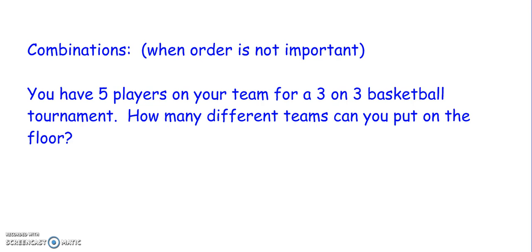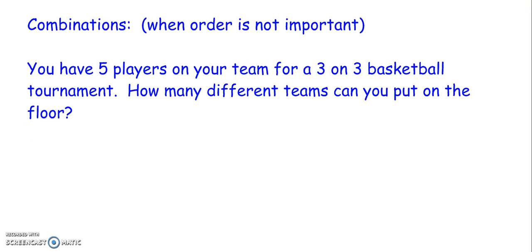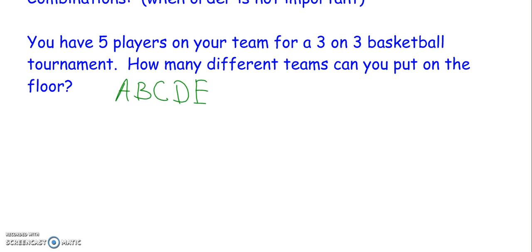There are several different ways you will see where combinations apply. Winning the lotto is a combination because the order of your numbers on your lotto ticket doesn't matter. So when order is not important. So let's say we have 5 players for our 3-on-3 basketball tournament. How many different teams can you put on the floor? All right, so let's actually work this out. Let's call those 5 players A, B, C, D, and E. And we are going to pick 3 of them.